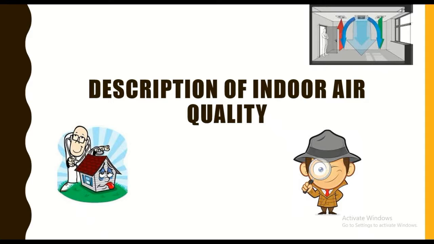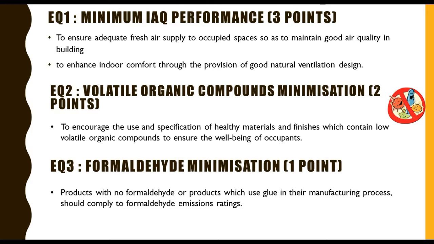For description of indoor air quality. The first one is minimum indoor air quality performance. 3 points is to ensure adequate fresh air supply to occupied spaces so as to maintain good air quality in the building, and to enhance indoor comfort through the provision of good natural ventilation design. The second one is volatile organic compounds minimization. 2 points is to encourage the use and specification of healthy materials and finishes which contain low volatile organic compounds to ensure the well-being of occupants.